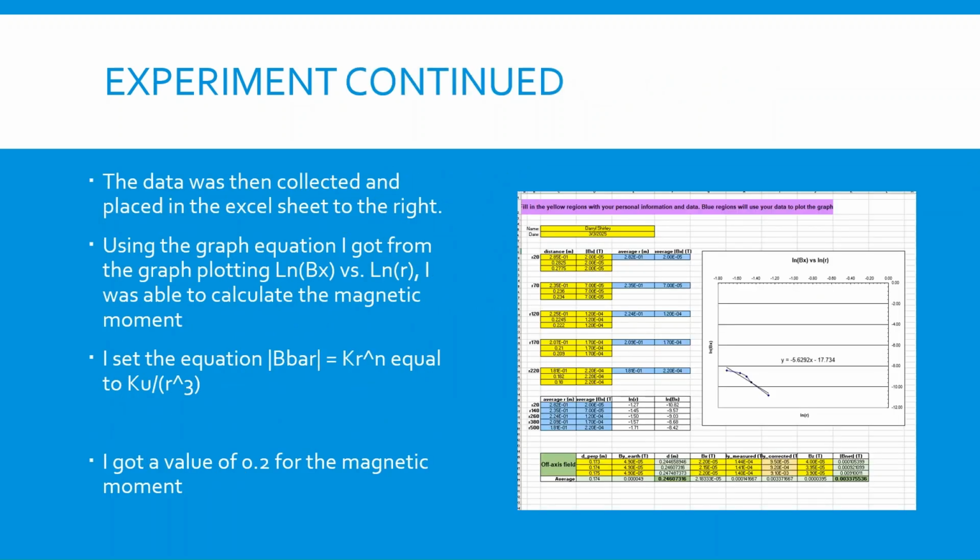The data was then collected and placed in the Excel sheet to the right. Using the graph equation I got from the graph plotting ln of Bx versus ln of r, I was able to calculate the magnetic moment. I set the equation, the magnitude of the magnetic field of the bar equals K constant times r to the n power equal to K constant times mu divided by r cubed. I got a value of 0.2 for the magnetic moment.